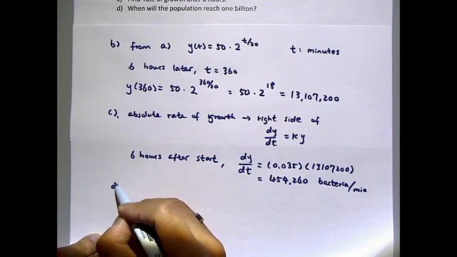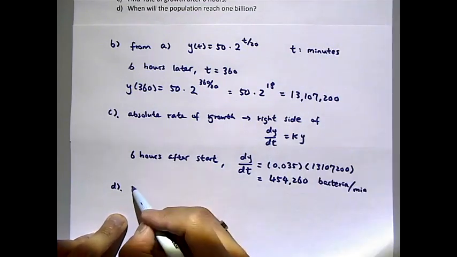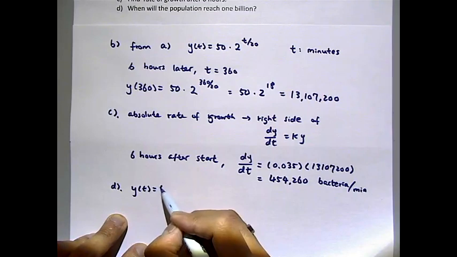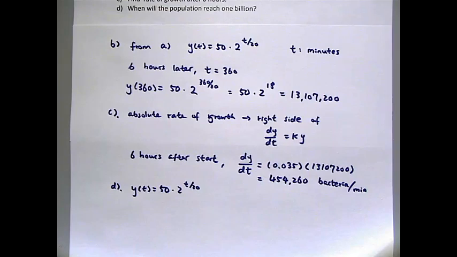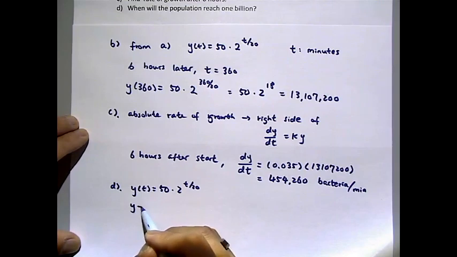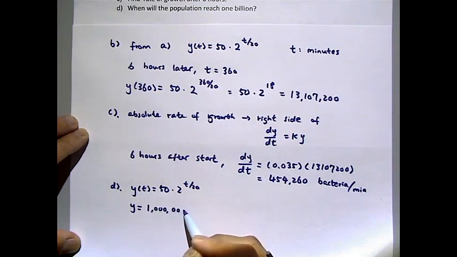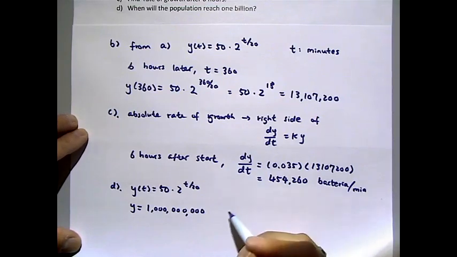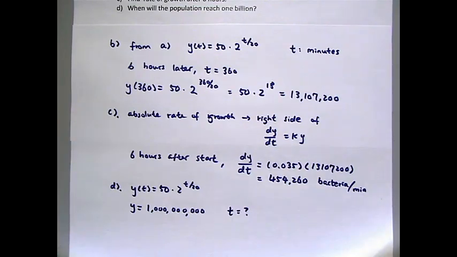Last part, when will this population reach 1 billion? Well, if you have the equation, this one right here, finding out when the population reaches 1 billion is pretty easy. You want y, the future amount, to be 1 billion. That's a lot of zeros. You want y to be this number, and you're asking yourself, what is the t that's going to give me that number of y?